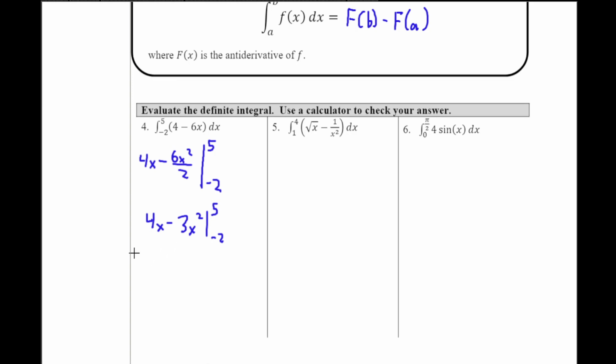What you do now is plug the 5 into this function, and then you subtract, plugging the -2 into the function. So it's 4 times 5 minus 3 times 5 squared, plugging in the 5 first, then you subtract, plugging in the -2. So 4 times -2 minus 3 times -2 squared.